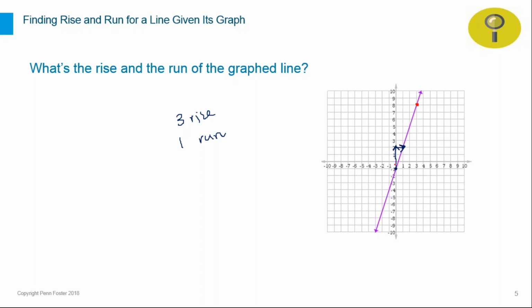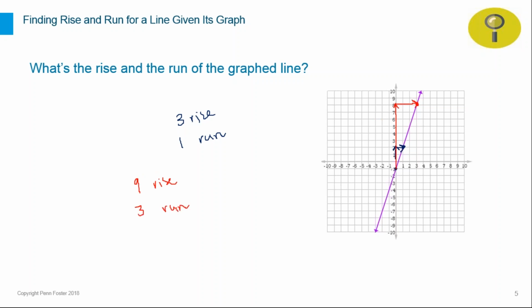Let's see. So to go from this point to that point, we have to go up 1, 2, 3, 4, 5, 6, 7, 8, 9. 9 units up. So that will be 9 for the rise. And then you need to go 1, 2, 3 to the right. So that will give you +3 for the run.